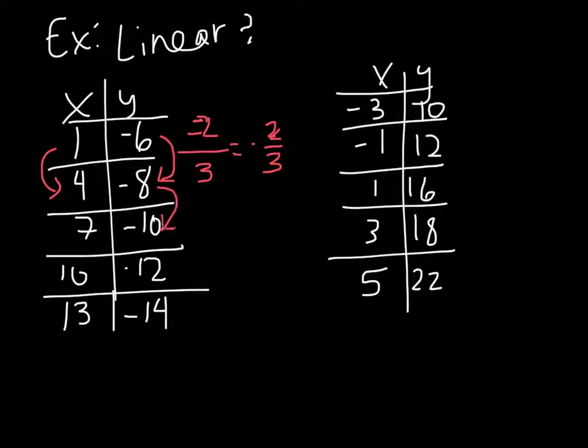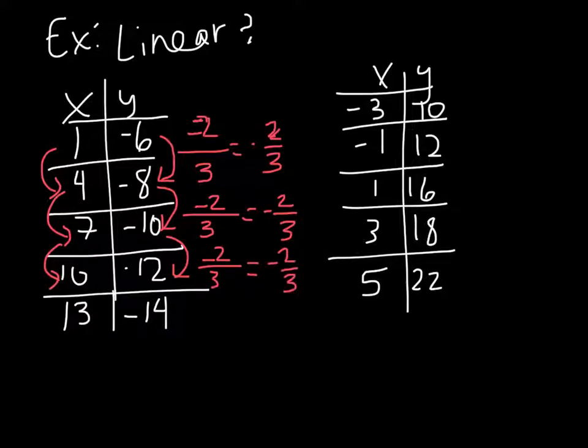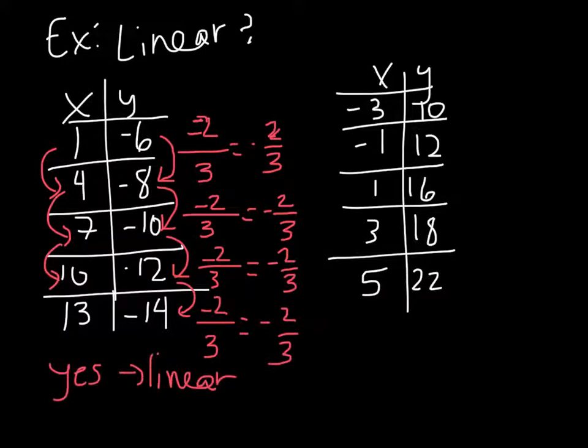And then I look from here to here. Well, I went from -8 to -2, so I went down 2, and I went from 4 to 7, up 3. My rate of change is still -2/3. Here, I went from -10 to -12, so down 2 and up 3, so still -2/3, and we have to check the last one. From -12 to -14 is down 2, and 10 to 13 is up 3, so -2/3. So yes, this is linear. So not only does it have a rate of change, it has a constant rate of change, which is that slope.